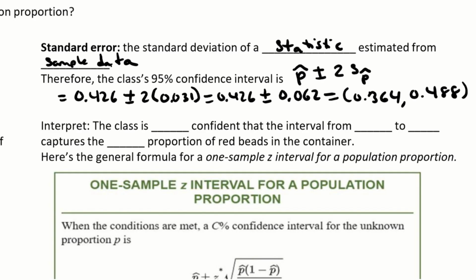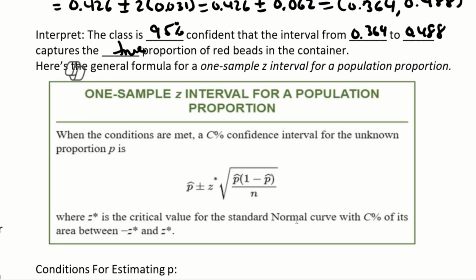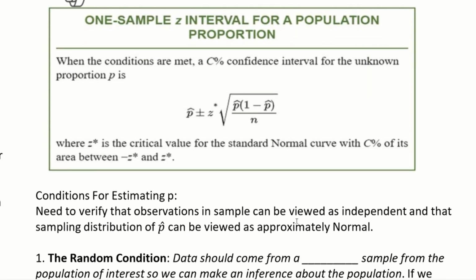So if I want to interpret that, then we would say that we're 95% confident that this interval captures the true proportion of red beads in the container. Okay? So this is just the overall of what we did and what we introduced and formalizing the definitions. Okay? So let's generalize. What's the general formula for any one sample Z interval?